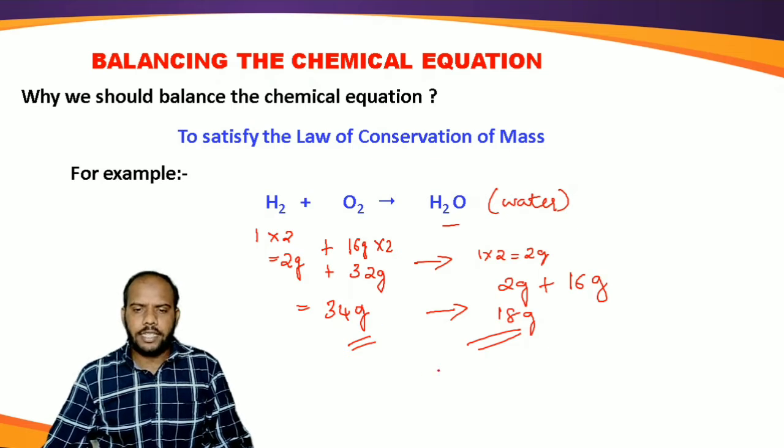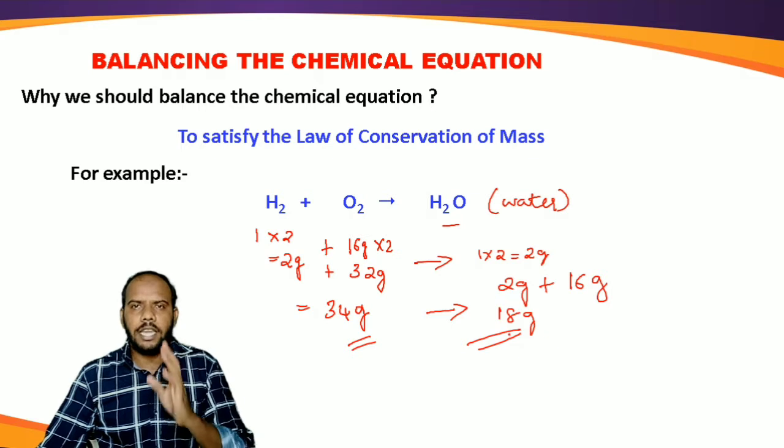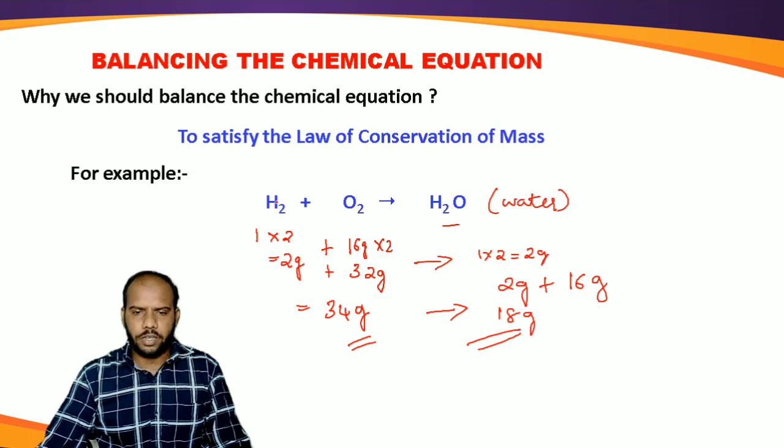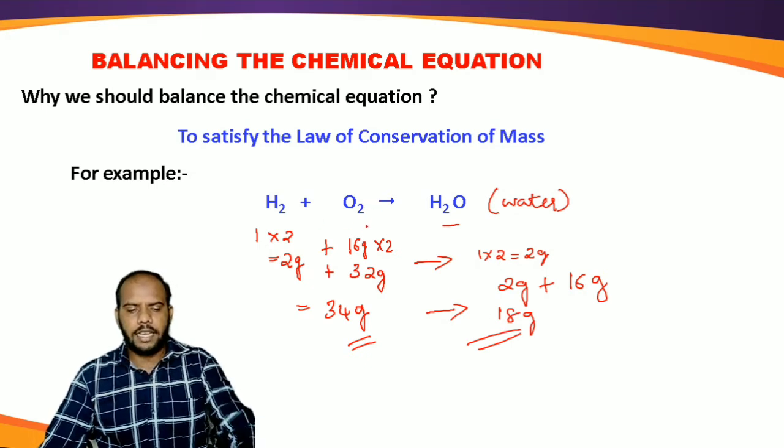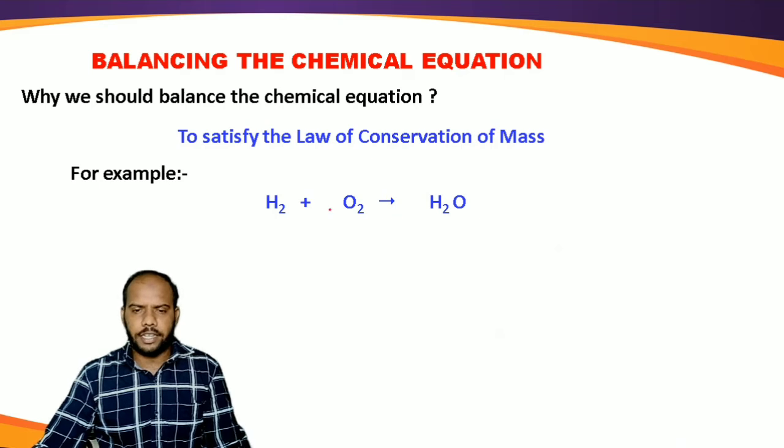Got it? So that's the reason: here total 34 gram, but here we got only 18 gram. So to avoid this, we should balance the chemical equation. So now we can balance the equation. Observe here, children. Here hydrogen 2, here also hydrogen 2. So hydrogen is okay, it's balanced. Now look at oxygen. Oxygen here is 2, but there only 1.